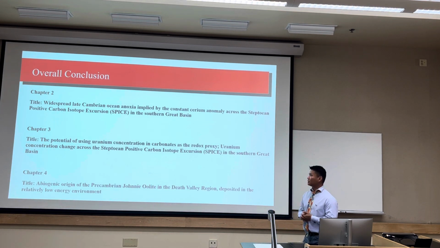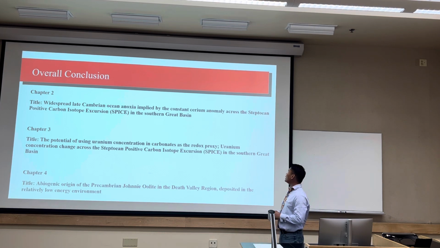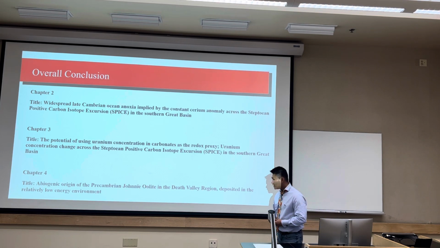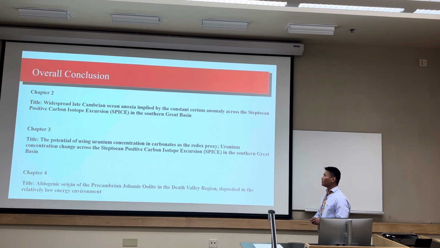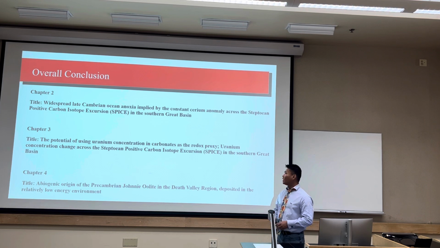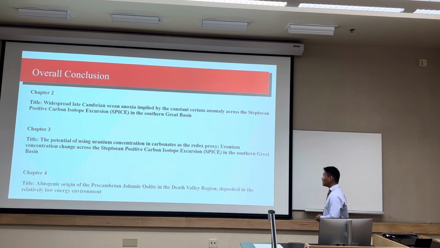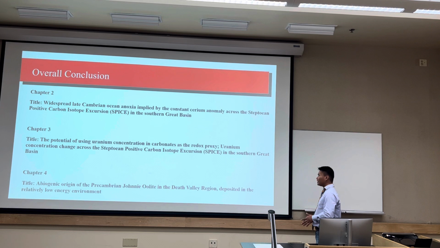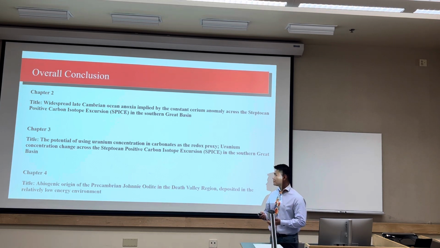For the overall conclusion, I have a title for each chapter, and the title tells you the overall conclusion of each chapter. Chapter 2: widespread late Cambrian ocean anoxia implied by the constant cerium anomaly across the SPICE, the Steptoean positive carbon isotopic excursion, in the Southern Great Basin. For chapter 3, two parts. The first part is the potential of using uranium concentration as a carbonate redox proxy. The second part is uranium concentration change across the SPICE in the Southern Great Basin. Chapter 4 is the abiogenic origin of the Precambrian Joins oolites in the Nile Valley, deposited in a relatively low energy environment.